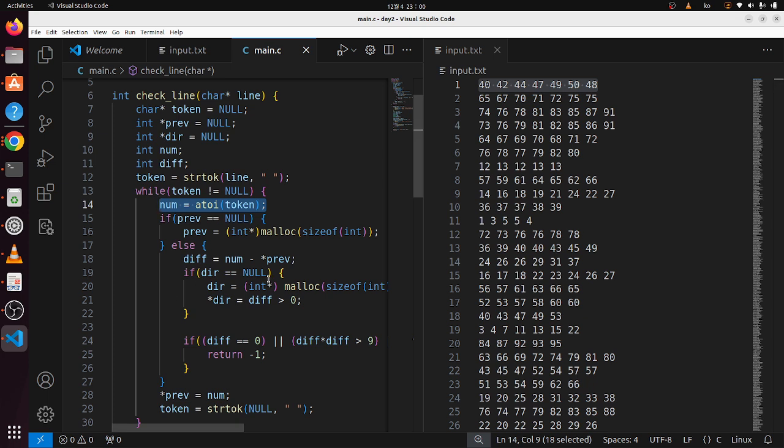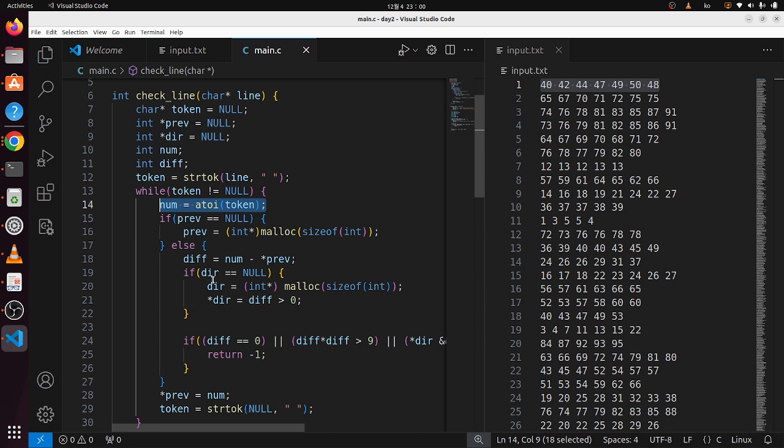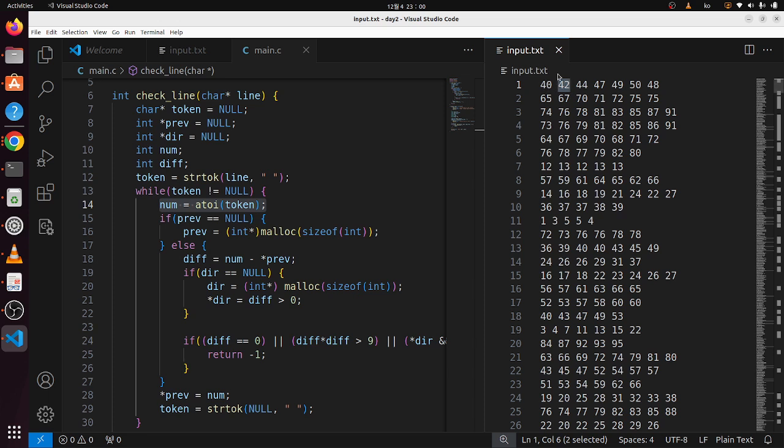When we take the difference, we should also know whether the numbers are all increasing. So we use a direction, as an integer. An integer of 1 tells us that the numbers are strictly increasing, and an integer of 0 tells us that the numbers are decreasing. If we haven't reached this case, we don't know the direction, so we have to advance at least once. Once we advance once, we allocate the direction, we set it, then we check. If the difference is 0, then that's not a safe report.